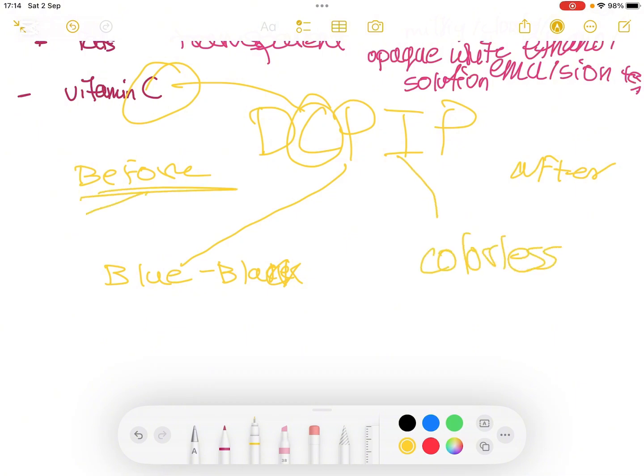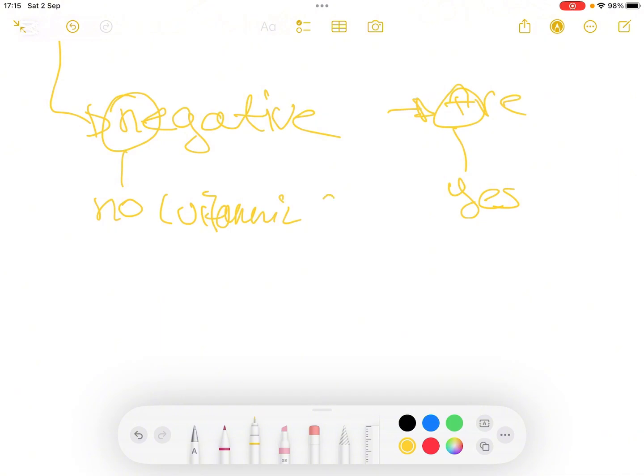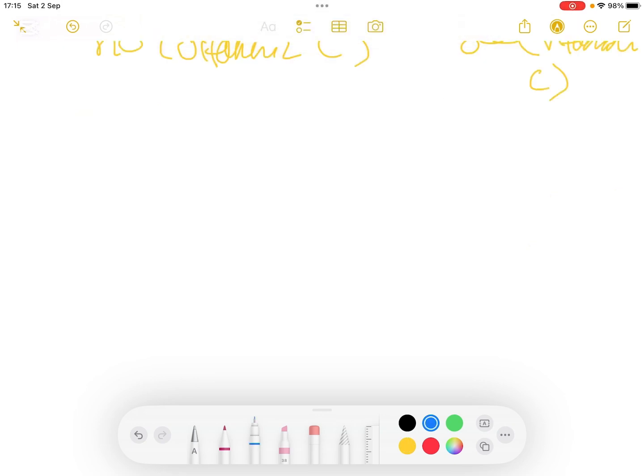For all of them, you need to know that before is a negative result, and after is a positive one. So negative is no, and positive is yes. So here, no vitamin C found, and here, yes, vitamin C found. Okay? Quick revision before we complete, which is a brief summary.